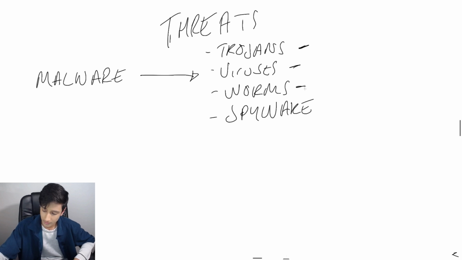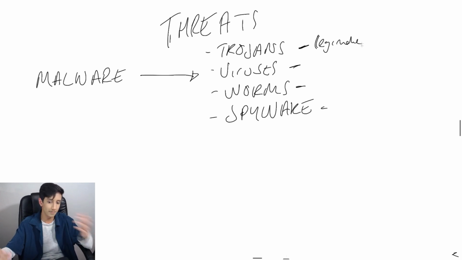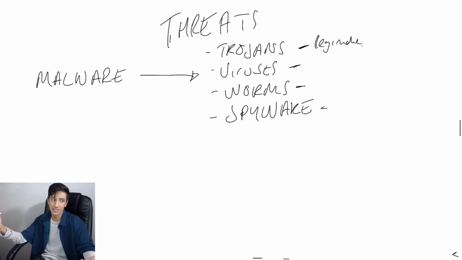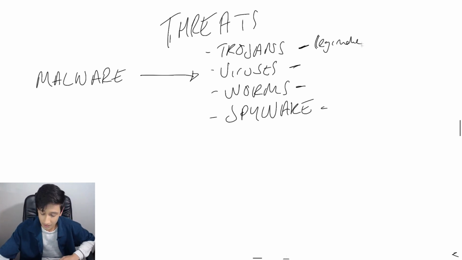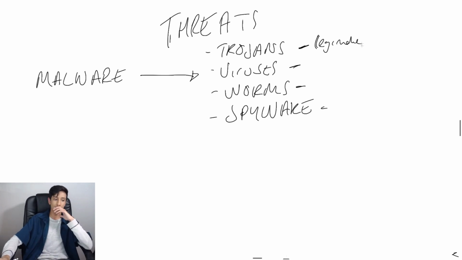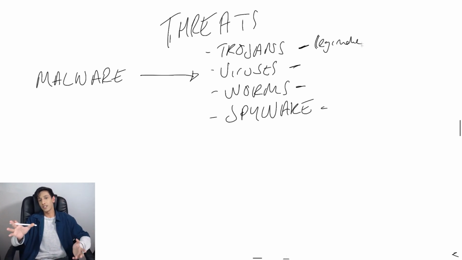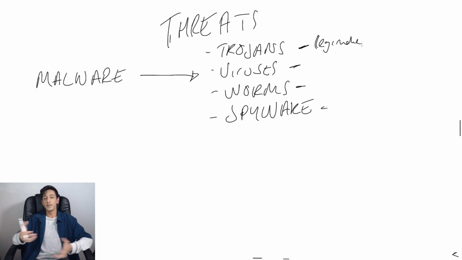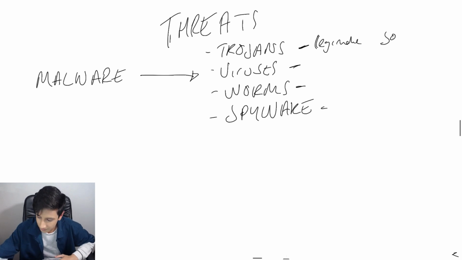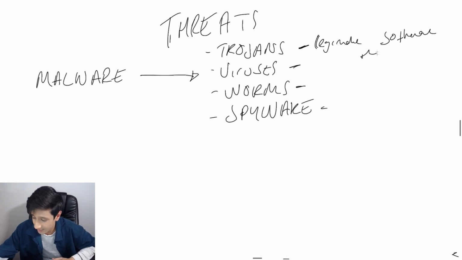Trojans are legitimate software that looks to be real software, but it's actually something that is stealing your login details, your accounts, your passwords. Say you downloaded a new browser, but it's going to look like something you need, but it's not. So legitimate software that's actually malware.